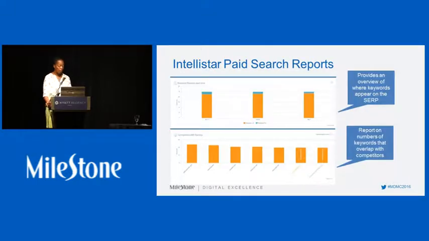Unlike SpyFu, IntelliStar will report on the number of keywords that overlaps with your competitor. This saves a tremendous amount of time and need for people to perform secondary lookups. Additionally, the time frame that we report on is for the year, month, and week. Digital is ever-changing, and while looking at a keyword bidding strategy over the past 6 years is great, what does that tell me about what's happening on the search engine results page today?